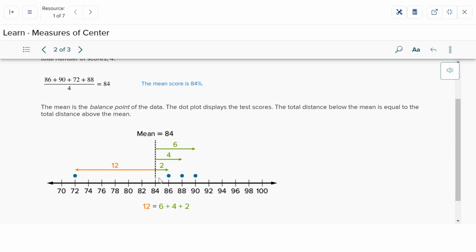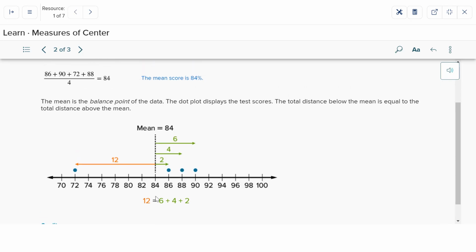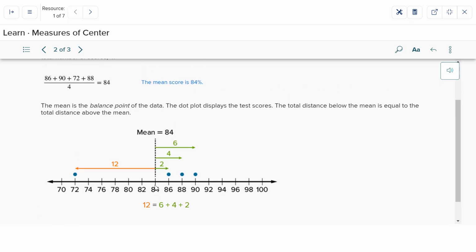So they show you doing that here. 84 is the mean. And so 84 to 86 is 2, 84 to 88 is 4, and then 84 to 90 is 6. If you add 2 plus 4 plus 6, you're going to get 12. On the left side, 84 to 72 is 12. And so you should have 12 on this side and 12 on this side. So if you were to put this on a little balance scale, the idea would be that the mean is where you would want to balance it so that it would not topple over.